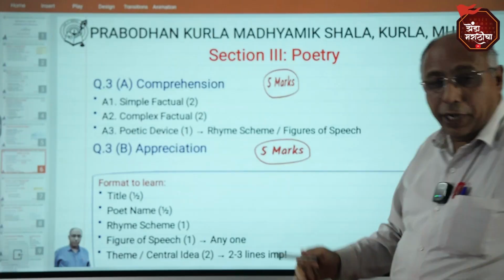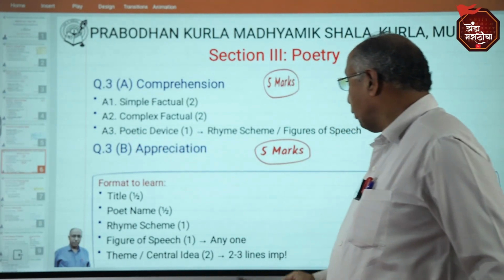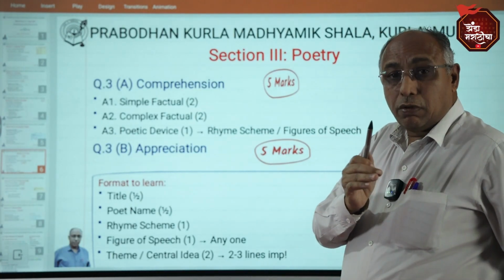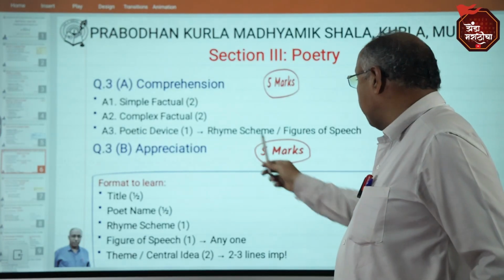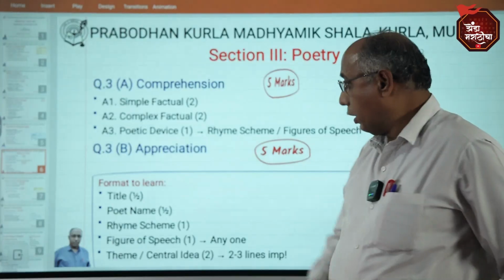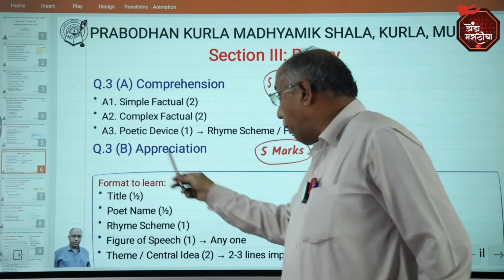Passages and poetry are different to study. So, the third activity is different. While studying the poem, you studied rhyme scheme, figures of speech and so on. Poetic devices will be asked in this activity. Right now, let us go to see question number 3B.